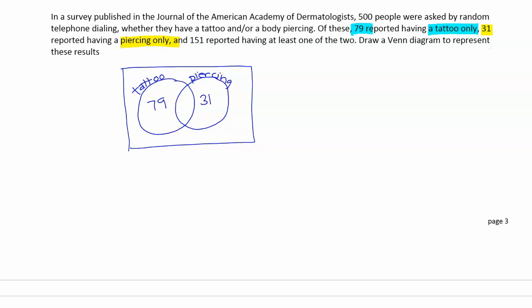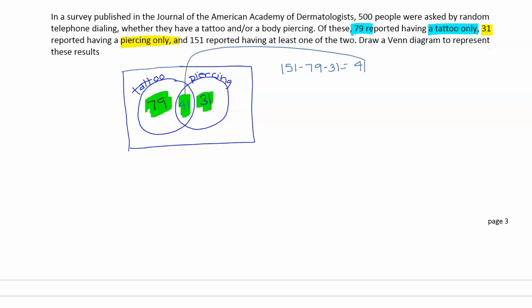Now, the next thing says 151 have at least one of the two. What does at least mean? It means you could have a tattoo or piercing or both. So if the counts of each of these three sections are added together, it'll total to 151. Then to find the middle number, just subtract 79 and 31 from 151. So 151 minus 79 minus 31, that equals 41.